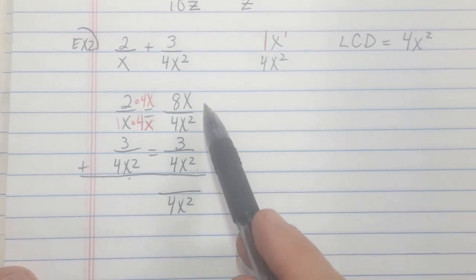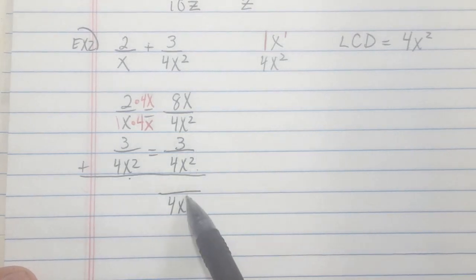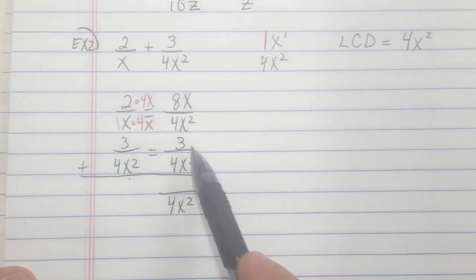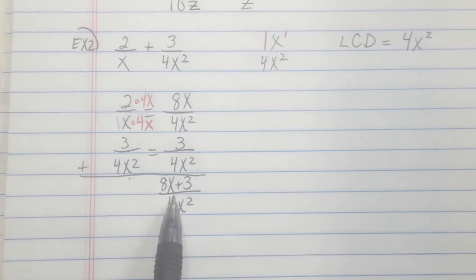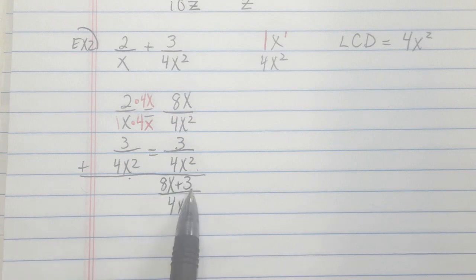So again, what are we doing? We are adding, so we keep the denominators, and we add the numerators. We're going to add 8x plus 3. But what you will notice is these are what we call unlike terms, so we cannot add that. That doesn't become 11x or anything crazy like that. They stay separate, and it stays 8x plus 3 over 4x squared. There's nothing we can simplify. Even though the 4 will go into the 8, the 4 doesn't go into the 3. So really we have nothing. We just stop right there. That would be the answer to this problem.